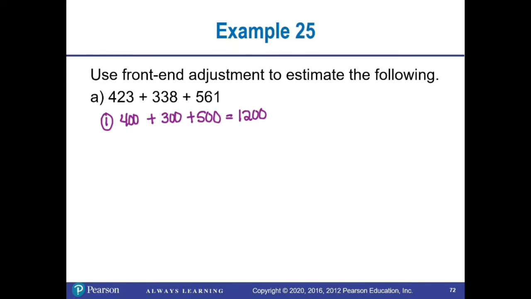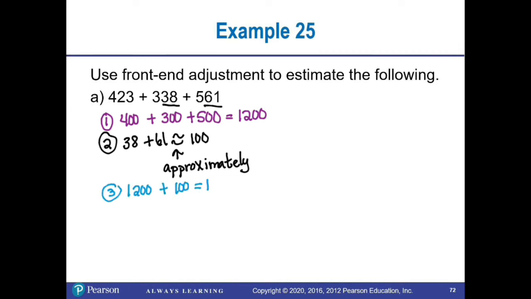Then I'm going to look for compatible numbers. Well, 38 and 61 make close to 100. Now notice I use the wavy lines here. The wavy lines mean approximately. 38 plus 61 is not exactly 100, but it is very close. So far I have 1200 plus 100, which is 1300.